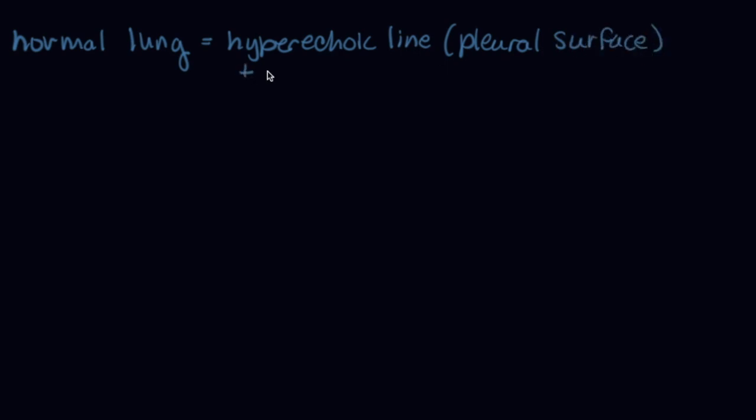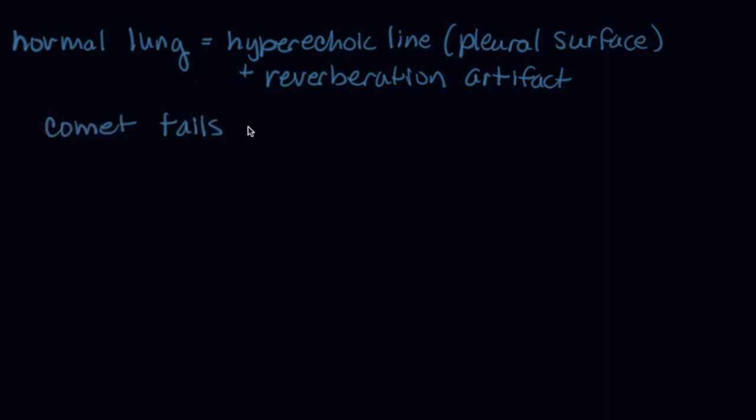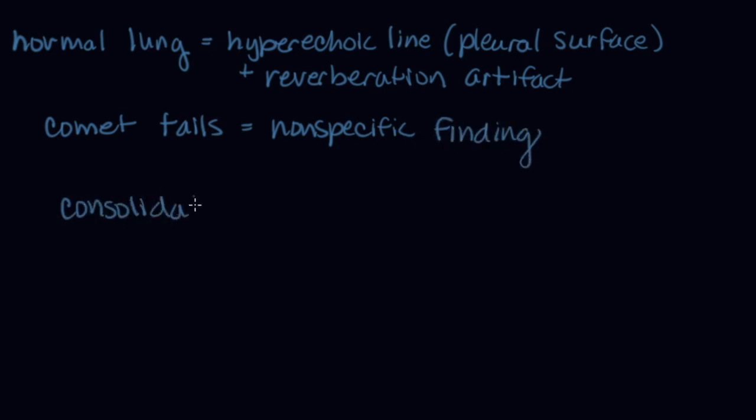So to summarize, with normal lung, we expect to see a hyperechoic line of the pleural surface with reverberation artifact deep to it. We may see some comet tails in healthy or diseased horses. It's a very non-specific finding. And consolidation can look like focal areas that are hypoechoic, hepatized lung, or compression atelectasis.